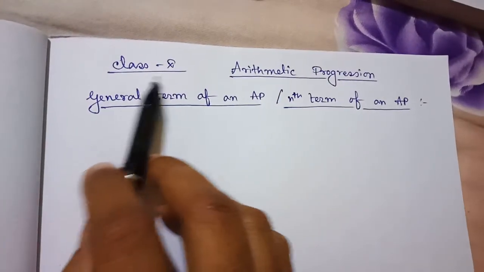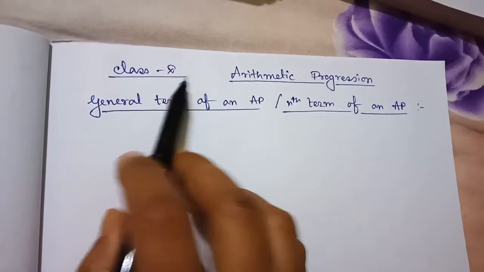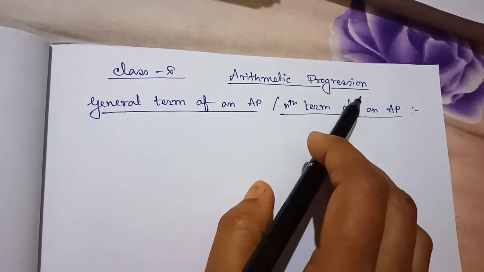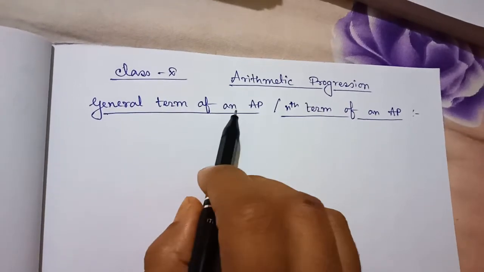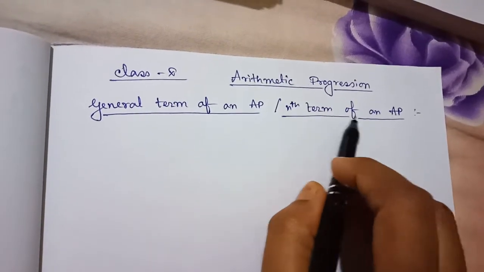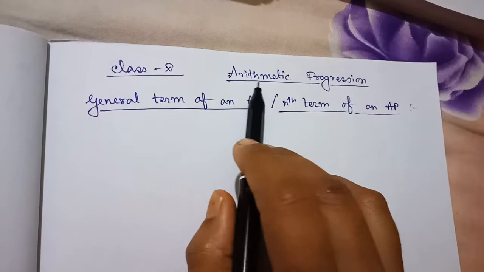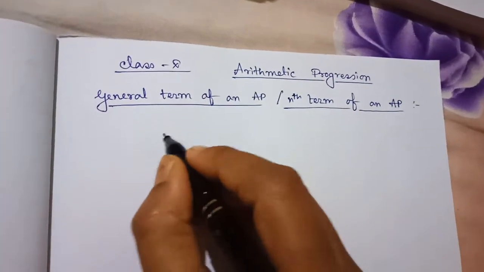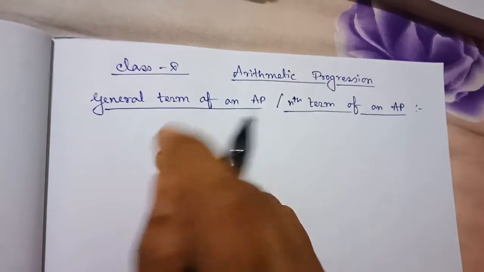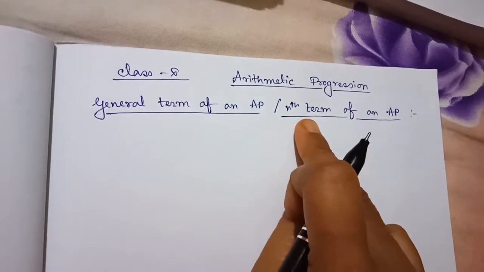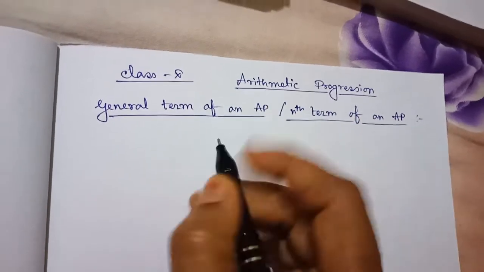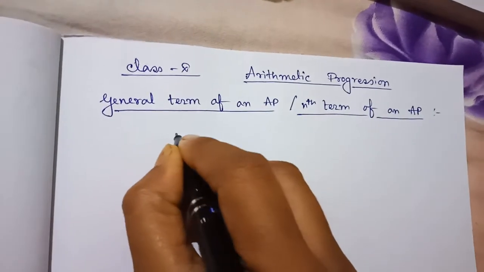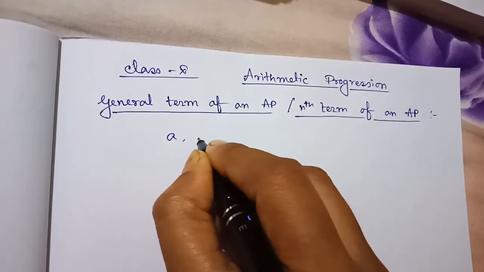Today we are going to discuss class 10's chapter Arithmetic Progressions and a very important topic, the general term of an AP or nth term of an AP. AP means arithmetic progression. Before we go to the main part, the nth term of an AP and its expression, I just want to recall some portions from the last class.